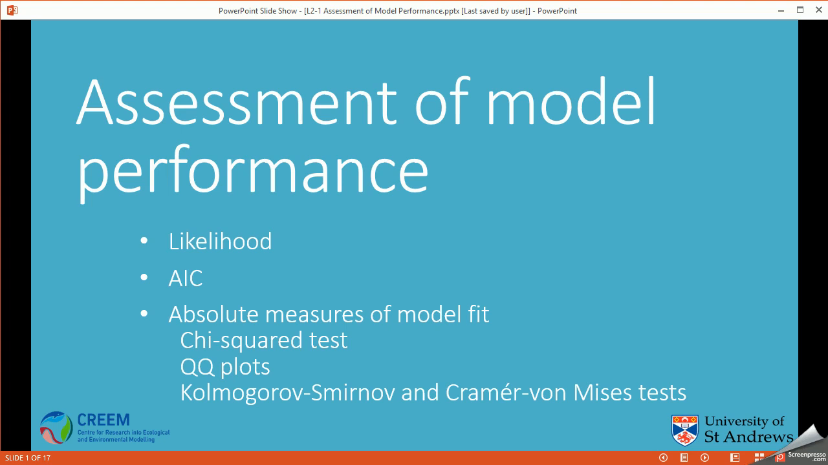Okay, in this lecture we're going to look at how we assess how good a model is. So we're going to look at three components of that question. The first being the likelihood function, so how a likelihood function is constructed and how it leads to the estimates for our model. The second is we're going to look at Akaike's information criterion as a way of deciding between models. And finally, we're going to look at absolute measures of model fit as a way of deciding whether a model we've chosen is any good at all.